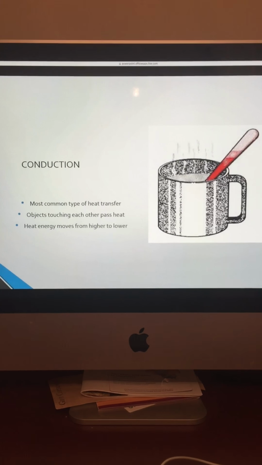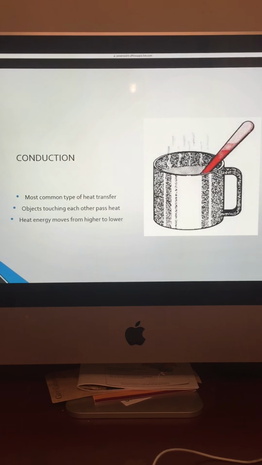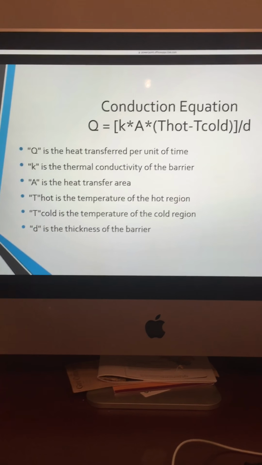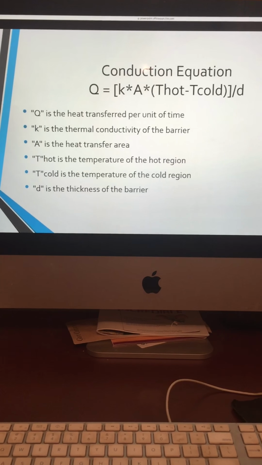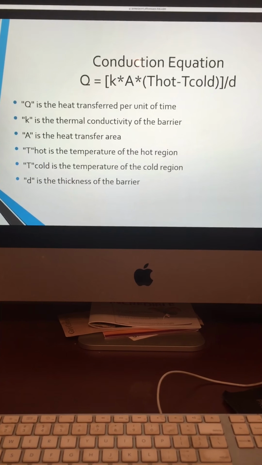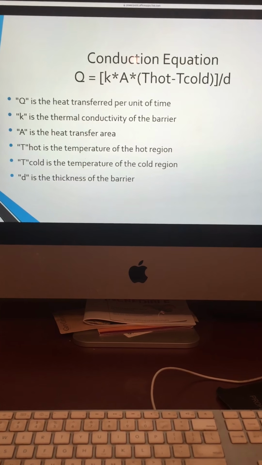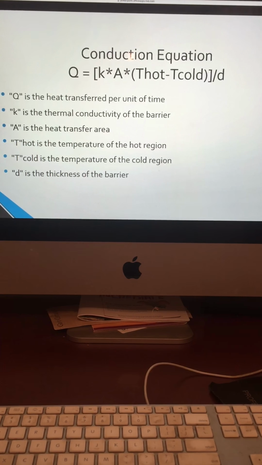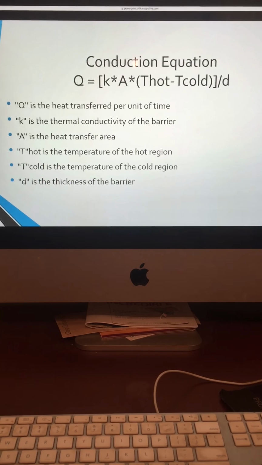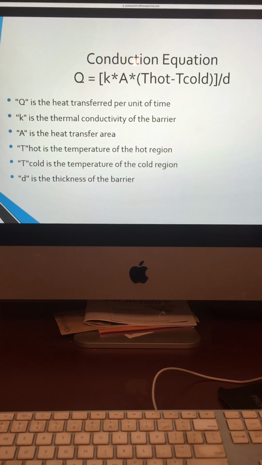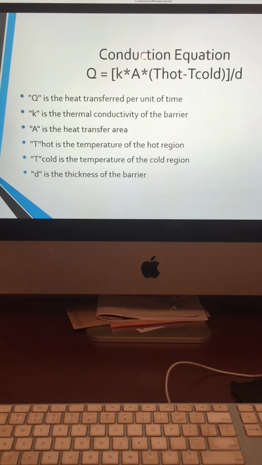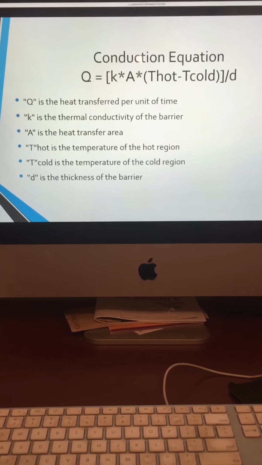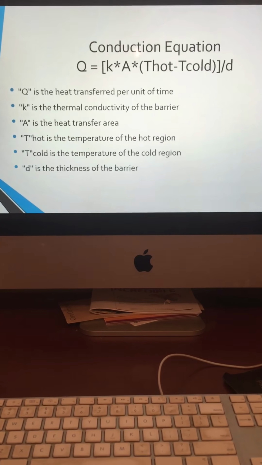And we pretty much covered the rest of that. So, the equations for conduction: Q equals K times A times (T hot minus T cold), and all that divided by D. Q is the heat transfer per unit of time. K is the thermal conductivity of the barrier. A is the heat transfer area. T hot is the temperature of the hot region. T cold is the temperature of the cold region. And D is the thickness of the barrier.